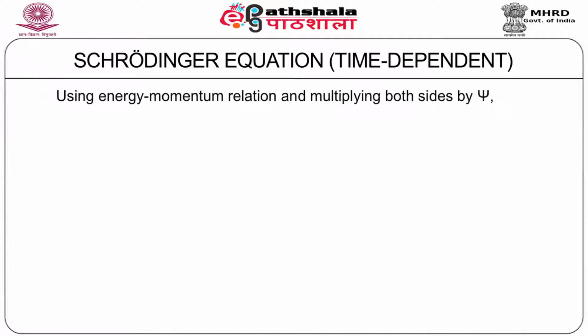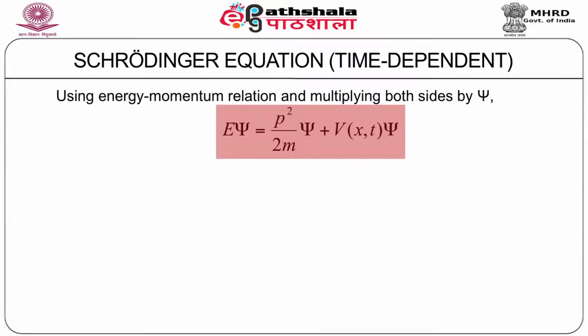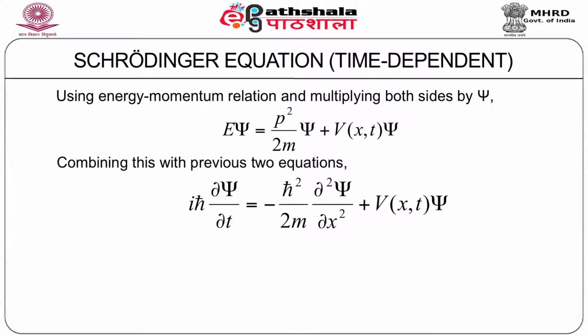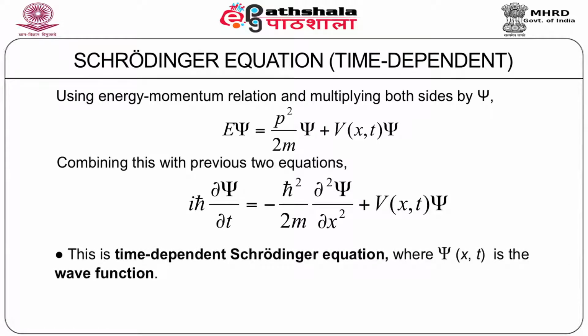Now, if you use the energy momentum relation, E equal to p square by 2m plus V, and multiply both sides of this equation by psi, then you get E psi equal to p square by 2m psi plus V psi, as shown on the screen. So if you combine this with the previous two equations for E and p square, then you get i h cross d psi dt equal to minus h cross square by 2m d square psi dx square plus V psi, where h cross is of course h by 2 pi. So this is the time dependent Schrodinger equation, where psi(x,t) is the wave function.